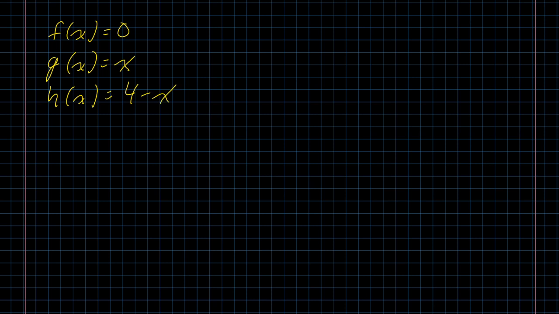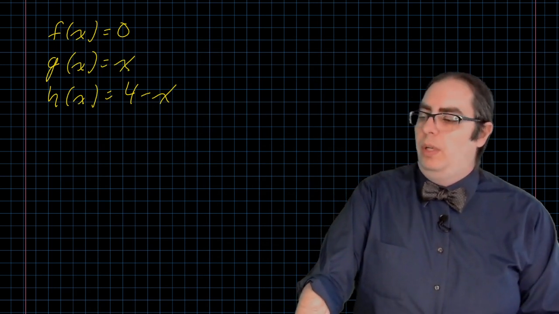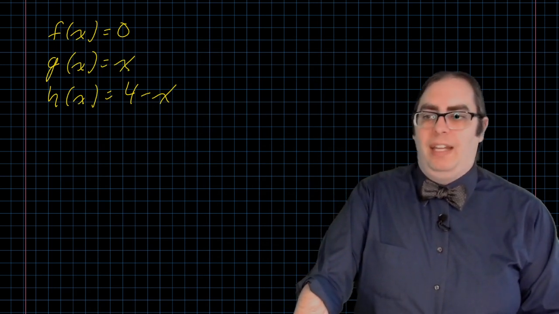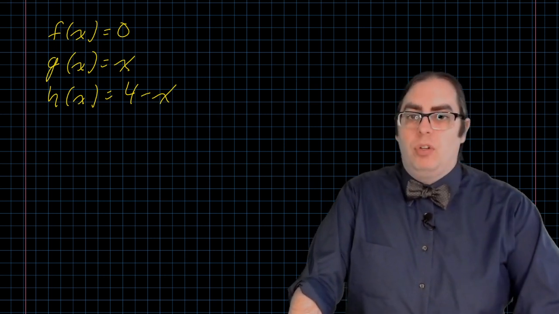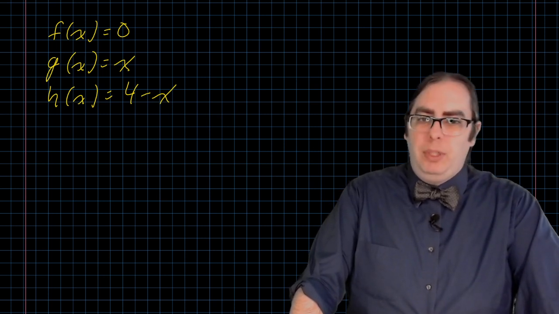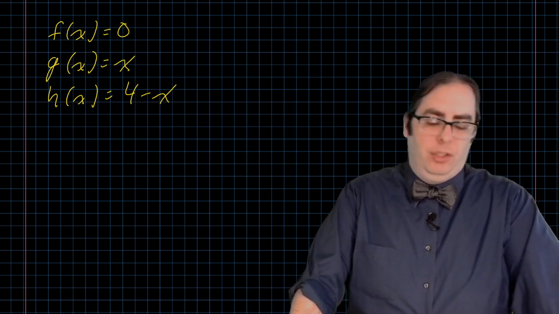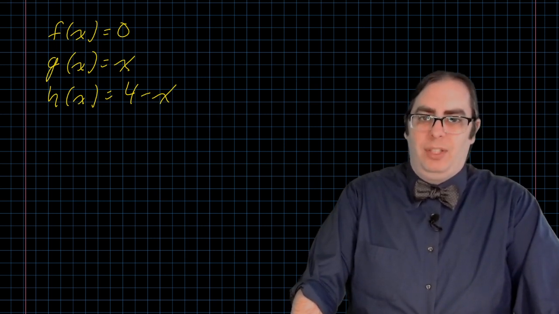All right. So here's some functions that I'd like you to think about. I have here f of x is equal to 0, g of x is equal to x, and h of x is equal to 4 minus x. These are all straight lines. Because they're all straight lines, you could probably do this without using any calculus whatsoever, but I want you to use this as an opportunity to practice calculus.